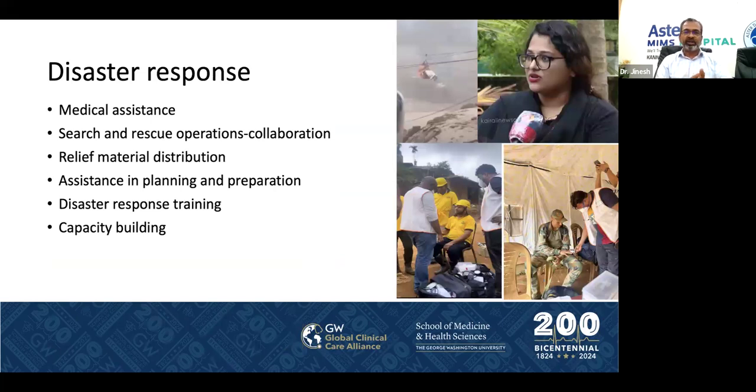So in disaster response, it's not just medical assistance that we are taking care of. We are also involved in search and rescue operations in collaboration with other forces like the police force, the fire and security people. The picture that you see on the top is one of our specialists, Dr. Lavina from Calicut, who is hanging down a rope during the recent landslide that happened in Wayanad. We also take part in relief material distribution, assistance in planning and preparation, and we are a part of disaster response training and capacity building all across the state. Next slide, please.